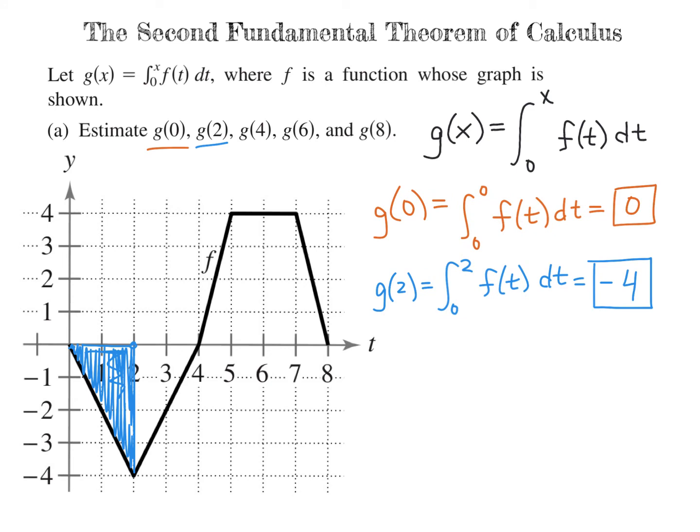The next value we want to find is g of 4. So g of 4 is the definite integral from 0 to 4 of f of t dt. So go ahead and pause the video and see if you can get this one all on your own.